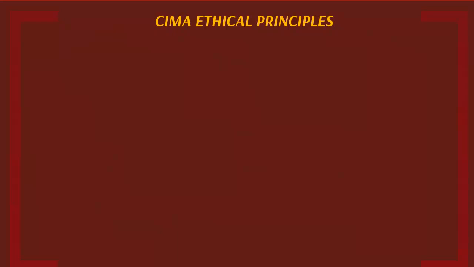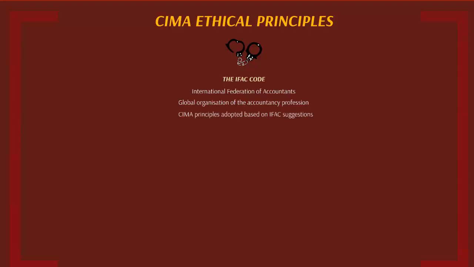And in today's video I'm going to start with one question. How can we act ethically? How can we make sure no laws are broken so the handcuffs are never applied to us? Well, luckily for professional accountants, we've got the IFAC Code. Now, IFAC, for those of you that don't know, is the International Federation of Accountants and is the global organization for the accountancy profession. And in fact, the CIMA principles that we're going to look at in this section have actually been taken and adopted from policies based by IFAC.